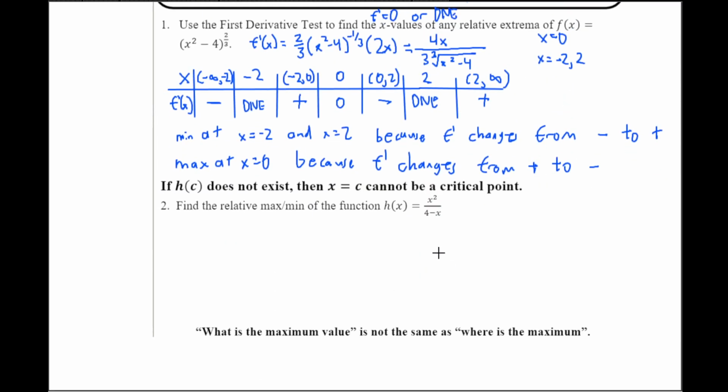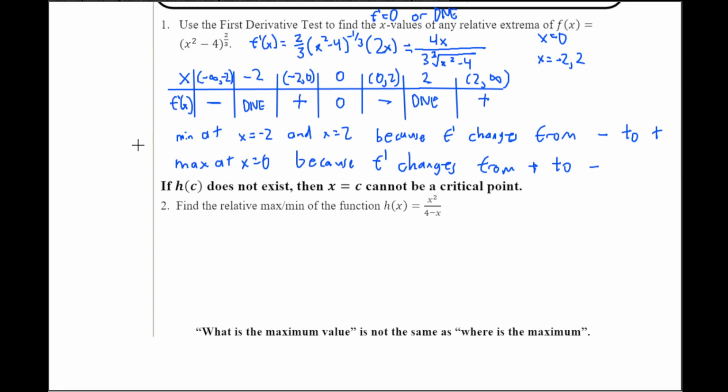Next example here. We talked about this before, but if h of c does not exist, then x is equal to c cannot be a critical point. We're going to see an example right here with this. Find the relative max or min of the function h of x equals x squared over 4 minus x.